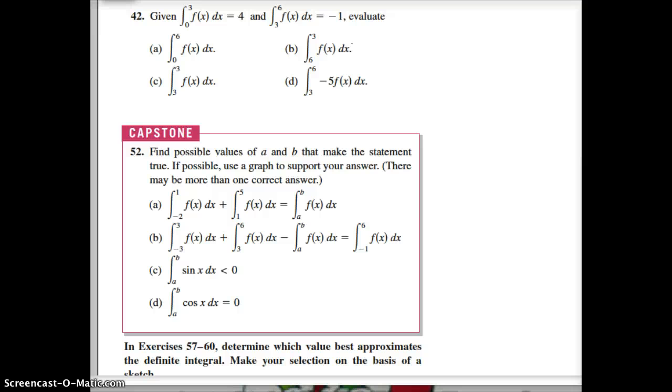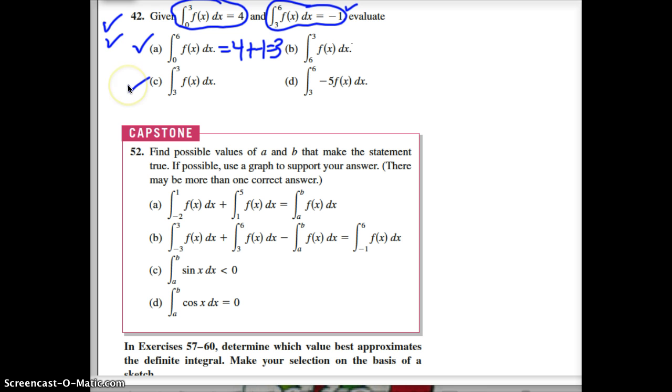Number 42 from your book, and again I'm taking an example similar to your homework. So what we're going to do is use those properties to tweak the integrals given. Now they have told me what's happening from 0 to 3, the area under my function and the x-axis is 4, and they're telling me this one's negative 1. What they're basically telling me for this one is that it fell below the x-axis. So I've got two pieces, from 0 to 3 and 3 to 6. And part A just says go from 0 to 6. Well, that would just be from 0 to 3 plus from 3 to 6, which is 3.